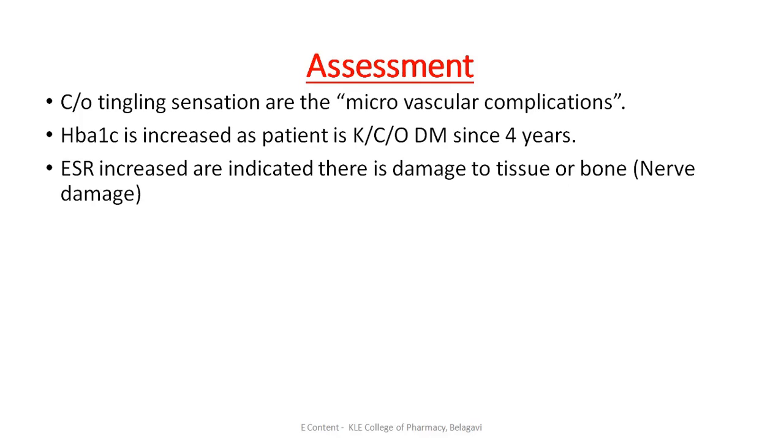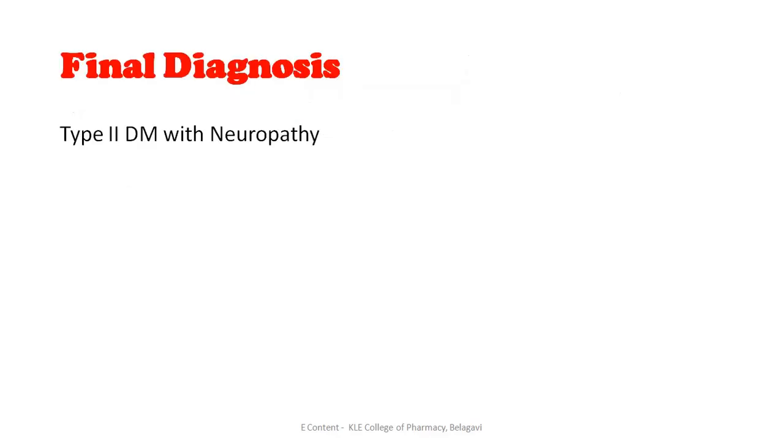Objective evidence: the HbA1c is high in the patient, and the patient has a history of diabetes mellitus since 4 years, and he was on medication. So the HbA1c is also a main objective evidence for the diagnosis. Next, the ESR is increased in the patient. It is due to the nerve damage seen because of the increase in blood sugar level. So the final diagnosis for the patient was type 2 diabetes mellitus with neuropathy.